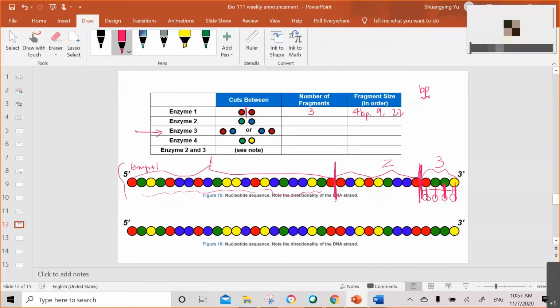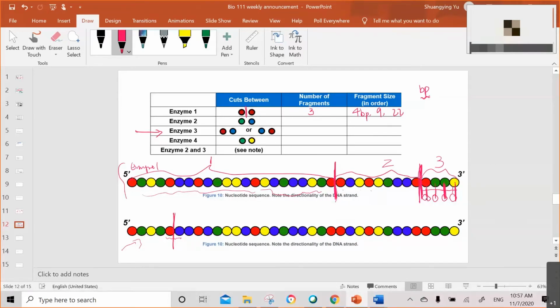This is a little bit more complicated. This enzyme can recognize a red and a blue, and it doesn't matter who comes first. As long as it's a red next to a blue, it will cut in between. So when you look here, there's a red and blue right here, so the enzyme is going to cut right here.